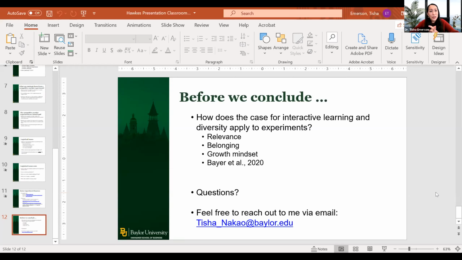So I really do think that experiments, not only are they super fun, students are going to love them, you're going to love them, leads to higher learning, but I do think it is one of the factors that could contribute to increasing diversity in our discipline.